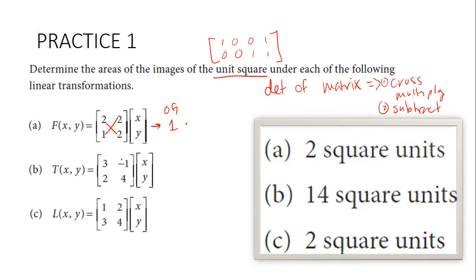So 2 times 2 is 4. 4 minus 2 is 2. So my area is 2 square units. Okay, so to find the area after this transformation, again, your pre-image, your OG image is 1 because it's a unit square. Again, we're going to cross multiply. 3 times 4 is 12. 2 times -1 is -2. A negative minus a negative makes a positive. So our area becomes 14.